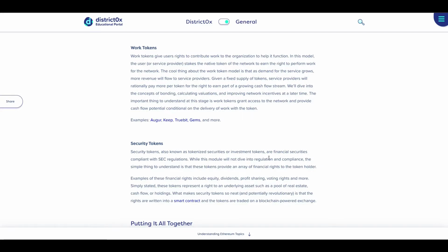So if you don't know what the SEC is, it is the United States Securities and Exchange Commission. This group supposedly helps to protect investors, such as in the stock market, cryptocurrency, and forex trading.